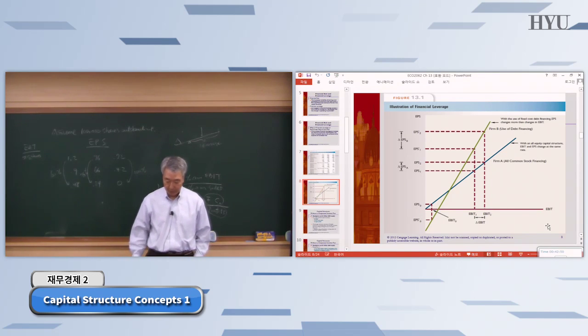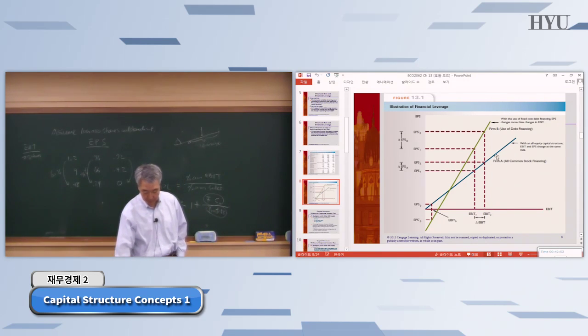Here's the blue line. The blue line is the case with all equity, 100% equity capital, no debt. Then, as your EBIT increases, your EPS will go up at a certain rate, the slope. And if your EBIT goes down, EPS goes down. In the worst case, if the EBIT goes to zero, your EPS will be zero, because there is no debt and no debt servicing cost.